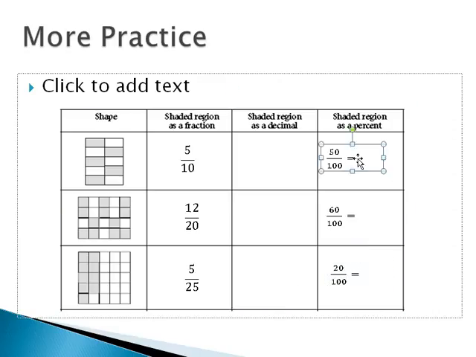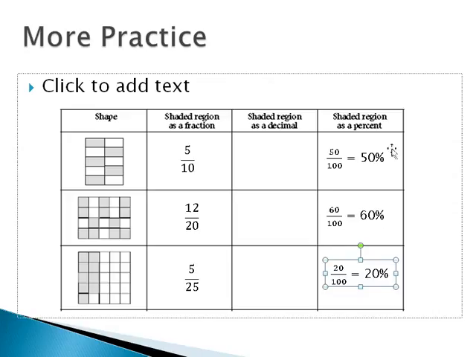Okay, so now we have our percents. Here we have 50 over 100. That's 50 per 100. 50 percent. Simple, right? Okay, now this one we have 60 over 100. That's 60 percent. So we can just type, right, 60%. Now here we have 20 per 100. That's 20 percent. And there we go. So we've got our percentages.